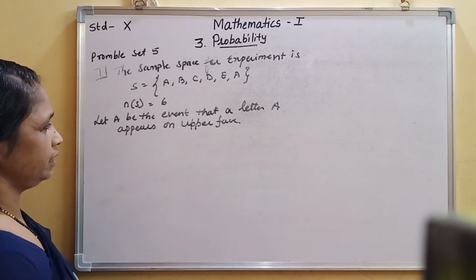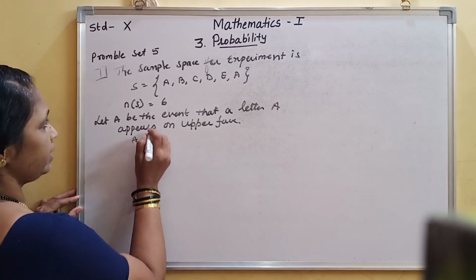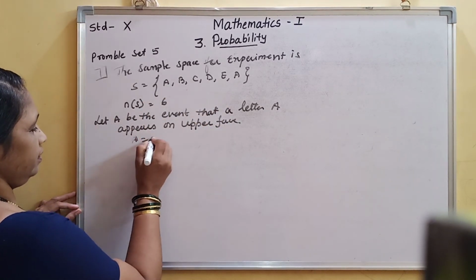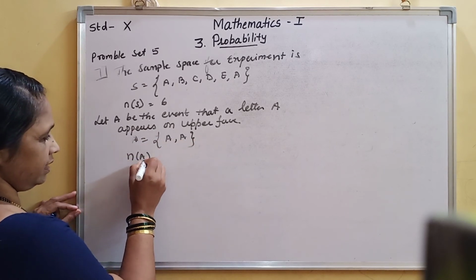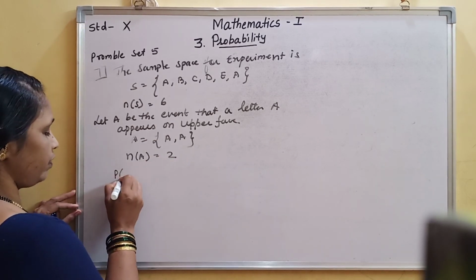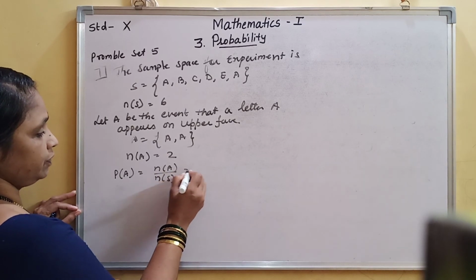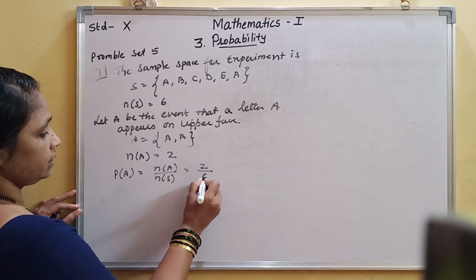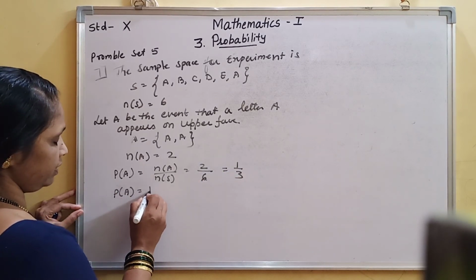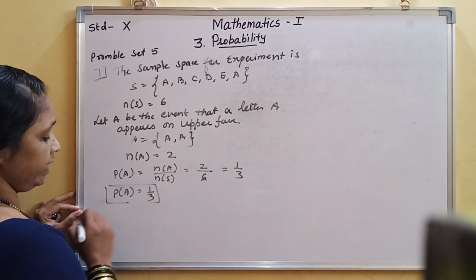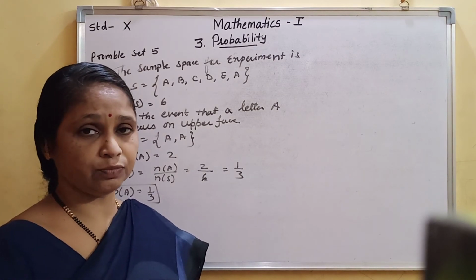Let A be the event that a letter A appears on the upper face. How many A's are there? A appears 2 times, so the number of events in A is 2. Now we have to find the probability of A. n(A) upon n(S) is equal to 2 by 6, which means 1 by 3. So the probability of getting A on the upper face is 1 by 3.